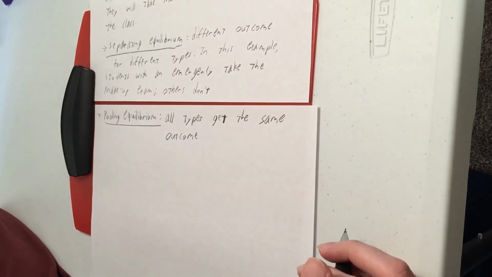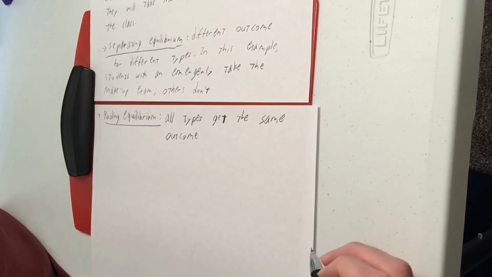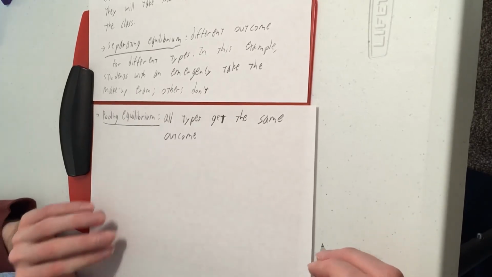So that's how screening works. Now let's look at signaling. Screening is where the less informed side takes action to test or screen out the more informed side. So the professor who has this difficult makeup exam to figure out who has a real crisis and who does not. With signaling, the more informed side is taking action to reveal their type.